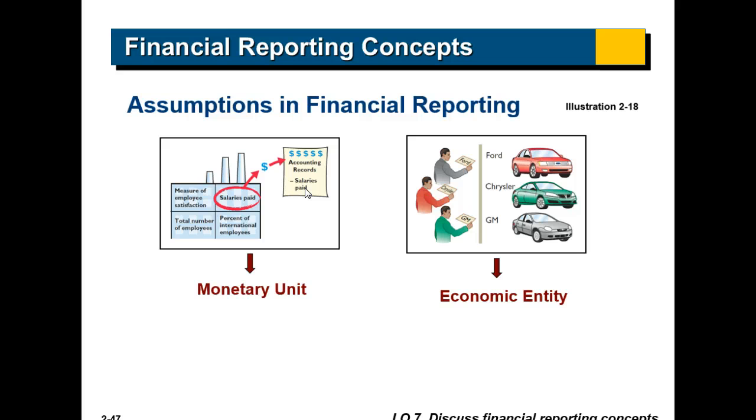We base each business on the fact it's a separate economic entity. So Ford only shows Ford's information. Chrysler only shows Chrysler. What did Enron do? Enron really messed everyone up.